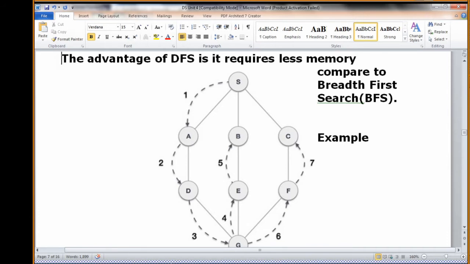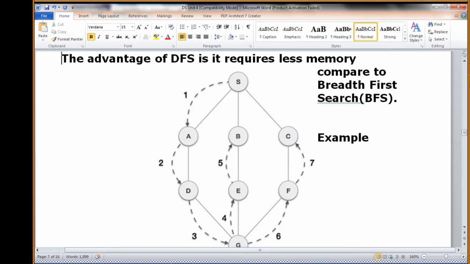So this is one graph, and here 8 nodes, that is vertices, are there, and each vertex is connected. S to A is there, A to D is there, D to G is there, and S to B, and B to E, and E to G, and S to C, C to F, F to G. So like this, there are 9 edges.